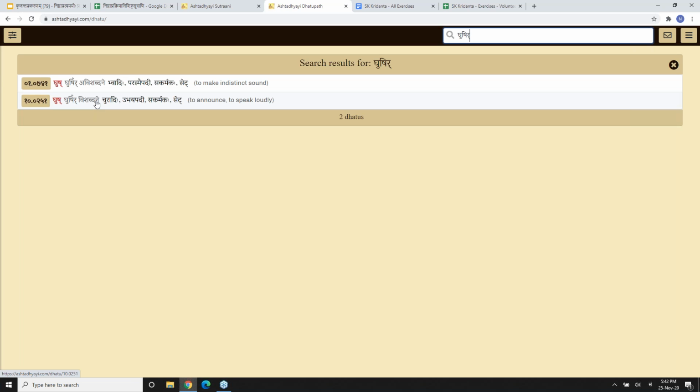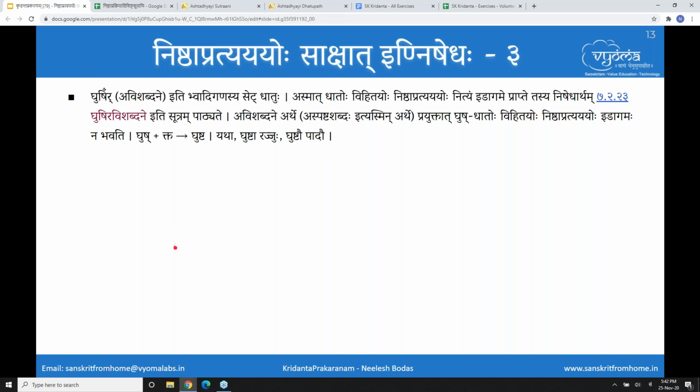The Bhashyakara says that the Bhvadigana dhatu is Avishabdane, but the Churadigana dhatu can be Vishabdane or it can be Avishabdane. So the Churadigana verb can be used in both the meanings, to make an indistinct sound and to announce, to make a distinct sound. So ubhayatra Churadiganasya dhatoho prayogaha bhavati iti bhashyakarasya matamasti. Now, if you agree to that, then the scope of this sutra suddenly increases.